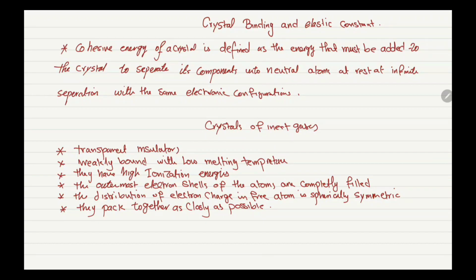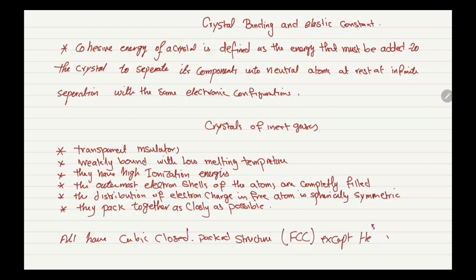Crystals of inert gases all have cubic close-packed structure, like FCC, except helium-3 and helium-4.